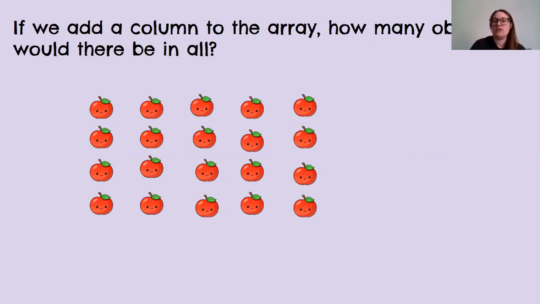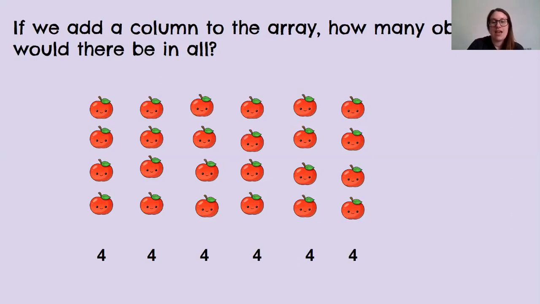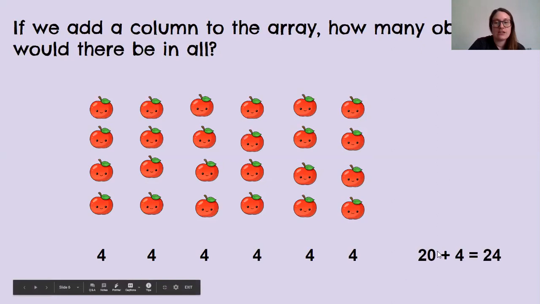What about if we add a column to this array? Then how many apples would there be in all? Remember, we had 20 because we had 4 rows of 5 or 5 columns of 4. So if we're adding another column, how many apples would there be then? There's our added column. Remember, 1, 2, 3, 4, 5 columns of 4 apples to begin with is 20. But with our added column, a 6th column of 4 apples, we now have 24. So our original array had 20 apples, but we added another column, this column right here, which had 4 apples. So 20 plus 4 is 24. Good.